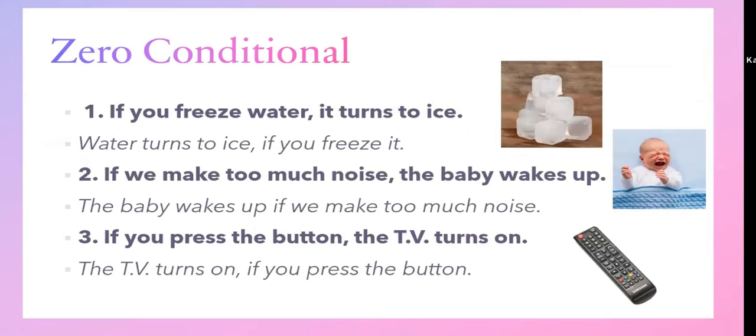Take a look at this. We have zero conditional. Number one: if you freeze water, it turns to ice. And then we have: water turns to ice if you freeze it. What happened here? It's the same sentence, but the if part is in the second half of the sentence, and it's still correct. So you can have this type of sentence where you don't find the if at the beginning, but you find it in the middle.